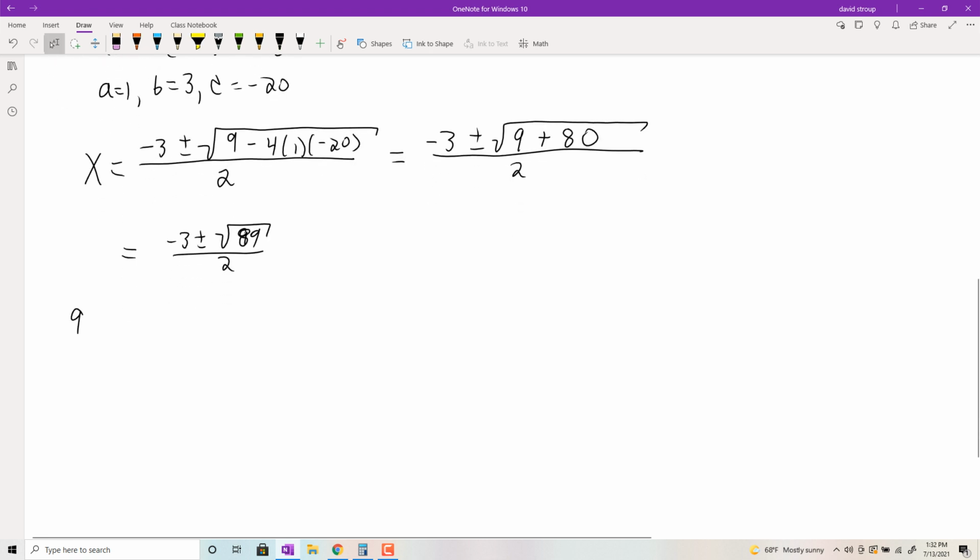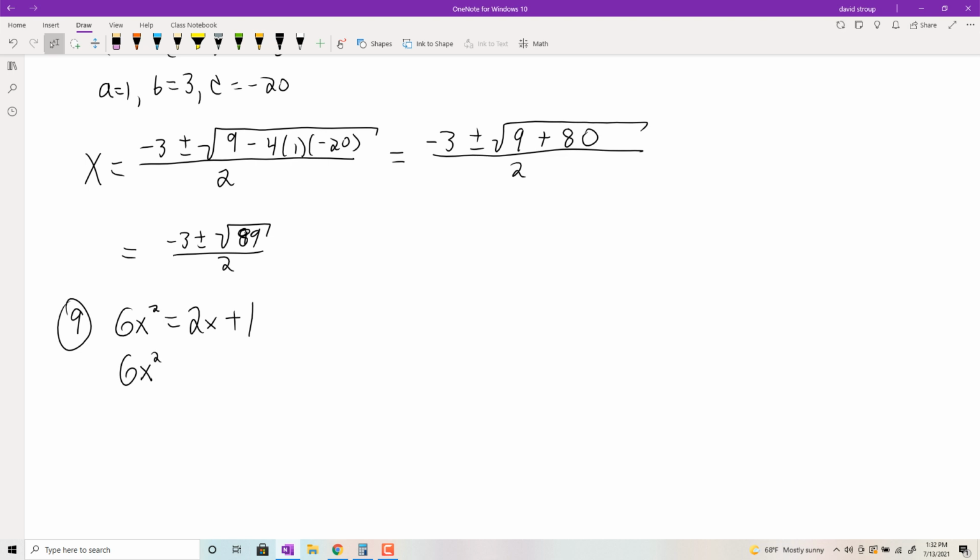Here's number 9. Unlike completing the square, you don't need to have a leading coefficient of 1, but what you do need is to have everything on one side. You need to set it equal to 0 first. Okay, so you can't just say the a is 6, the b is 2, the c is 1. That won't work. You need to move the 2x over, move the 1 over, and then you could set up your a, b, and c.